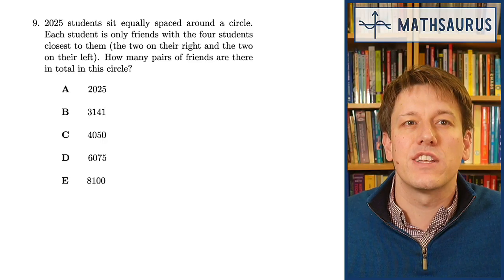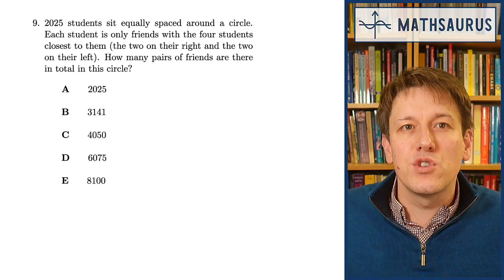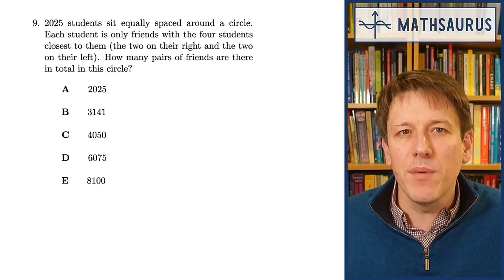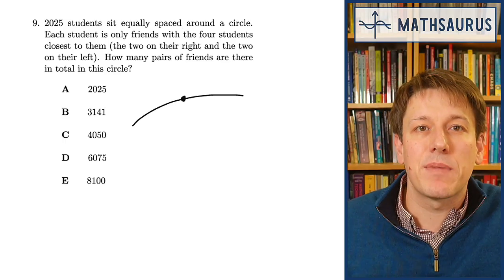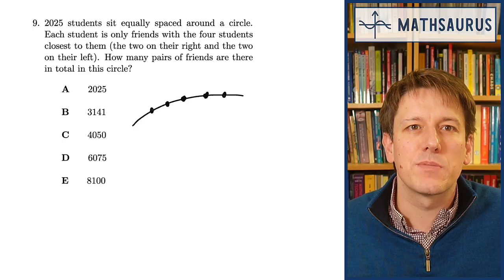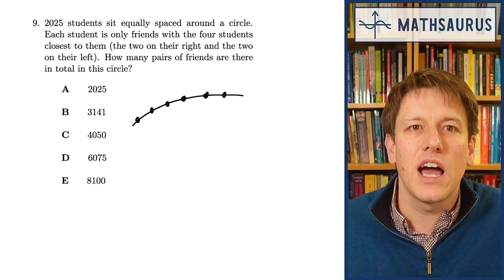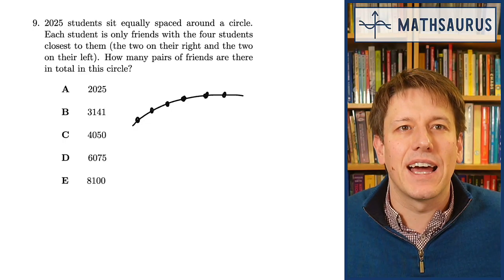Each student is only friends with the 4 students closest to them, the 2 on their right and the 2 on their left. How many pairs of friends are there in total in this circle? Well, let's think about what this would look like. I'm not going to draw out the whole circle, of course, but let's imagine we're just looking at a part of the circle and we've got a few of the people represented as dots here.